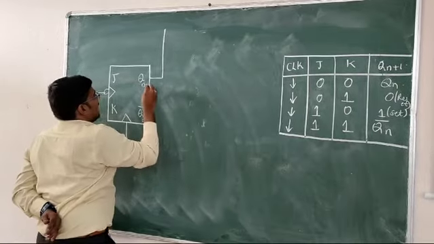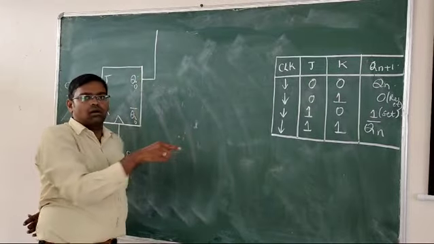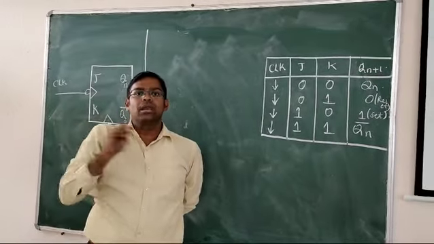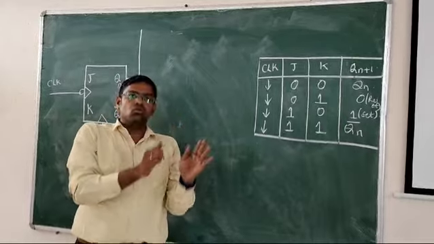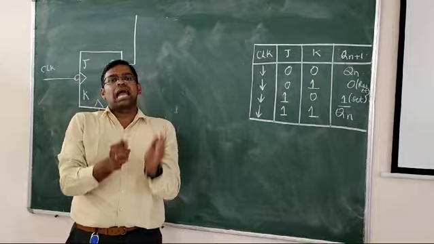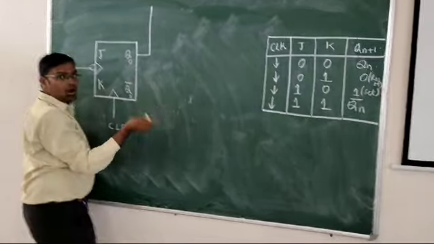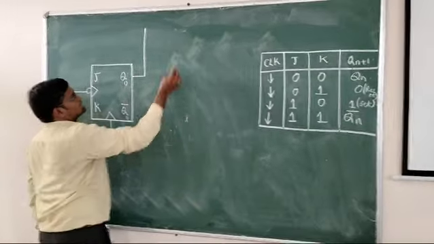Next, I am going to give the output Q bar to the clock. Why? Because I am selecting the ripple counter. Ripple means you have to carry forward the clock. You will not give the clock in parallel. Instead, you are carry forwarding the clock with the help of rippling. Let us see how I am going to make the ripple counter connection diagram.